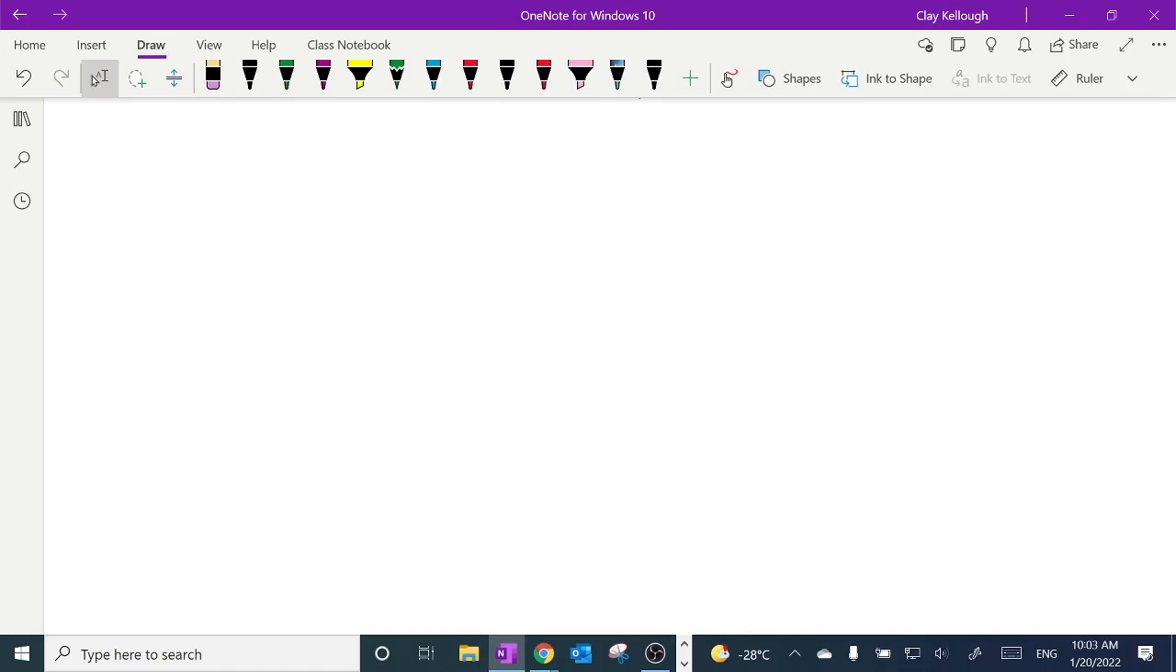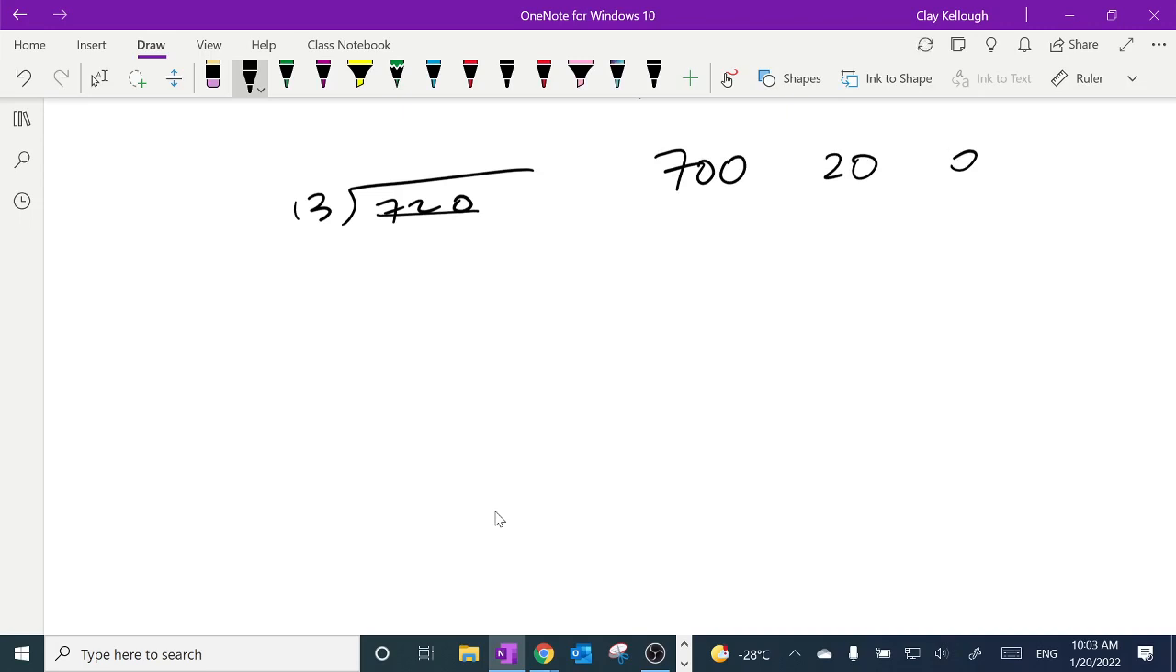Let's go back. What was the example I gave you yesterday? Wasn't it 13 into 720? I remember now, that was something like that, right? Okay, now what are you really doing when you do the long division algorithm? You're basically splitting this number into 700s, 2 tens, and no 1s. And then you're figuring out, how many 13s go into this number?